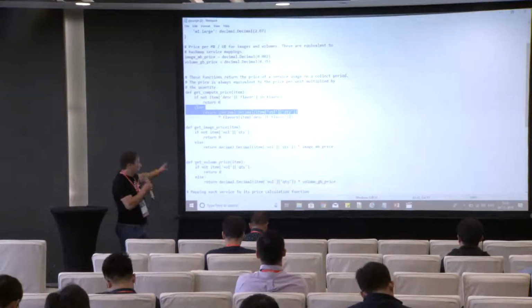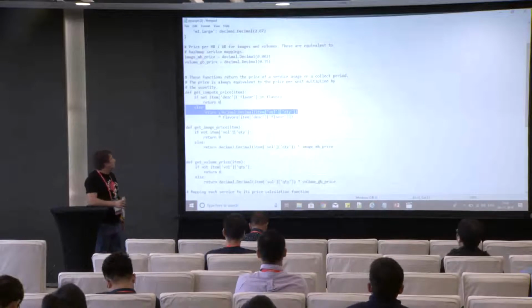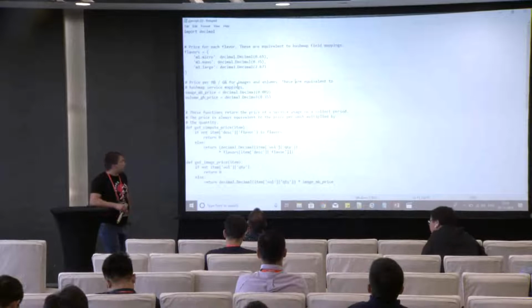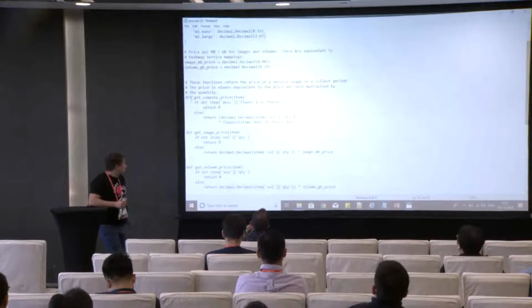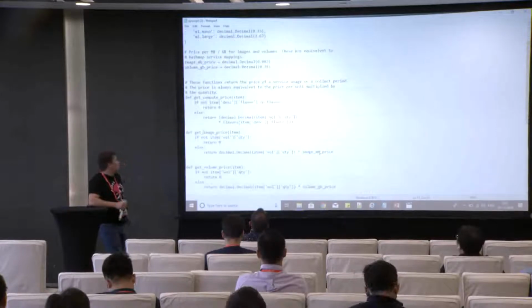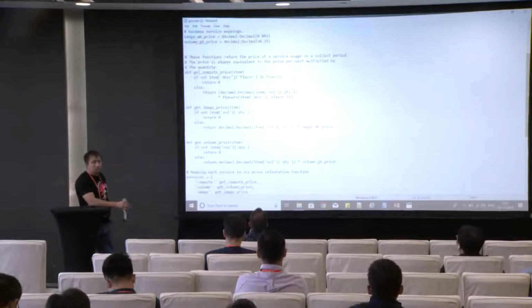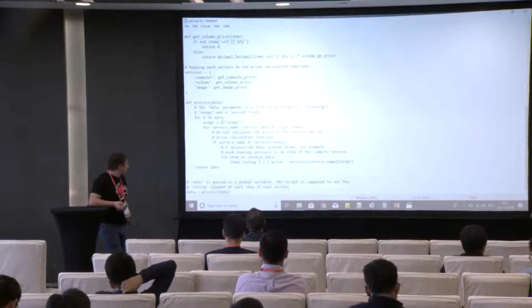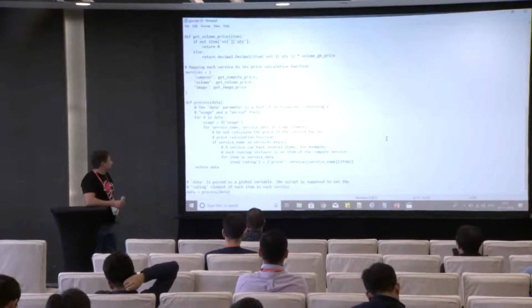So here is a sample Python script. Like in the above, we have defined some flavors and their rates, and similarly we have defined the image and volume rates. Then there are these functions, get compute price and get image price, which will return the cost on the basis of their usage. And in the end, we have this function which will show you the calculated data on the Horizon.